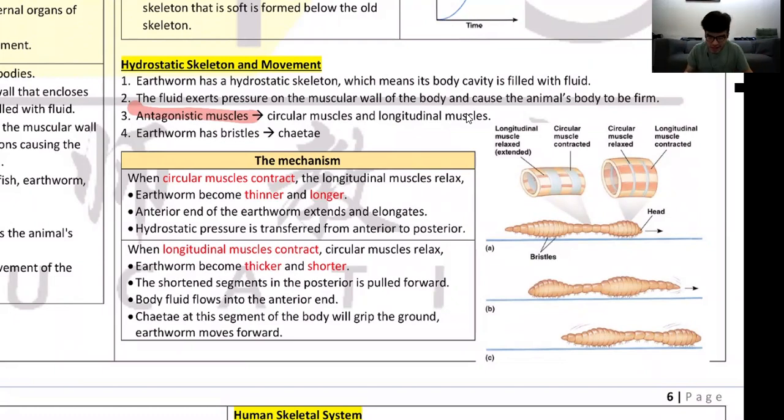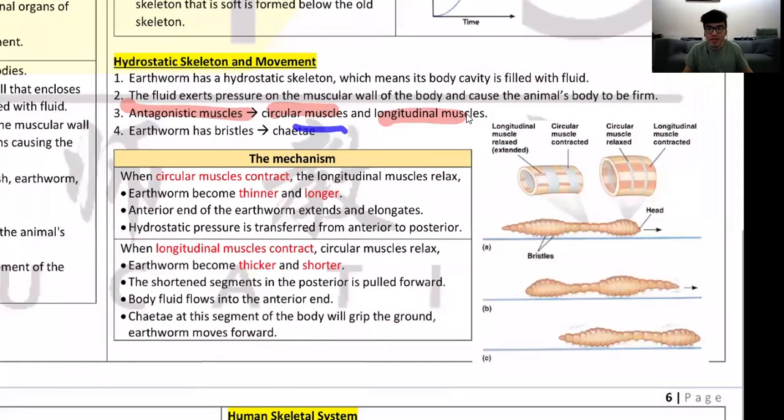So you have two muscles here. You have your circular muscle, this one you need to memorize, and you have your longitudinal muscle. What are they? Imagine your worm being a balloon, because they are like a balloon. Circular muscle is like a rubber band around the balloon. Imagine a water balloon and you tie a rubber band around it. That's the circular muscle. When the circular muscle contracts, when the rubber band tightens, the balloon becomes long and thin.